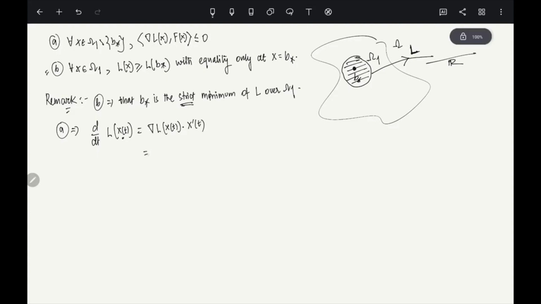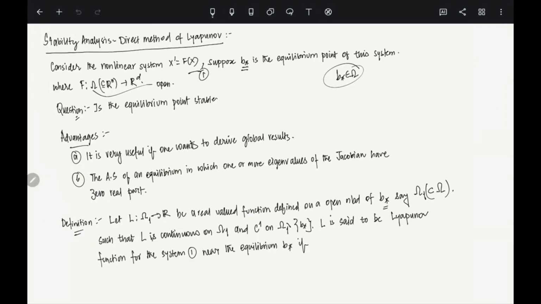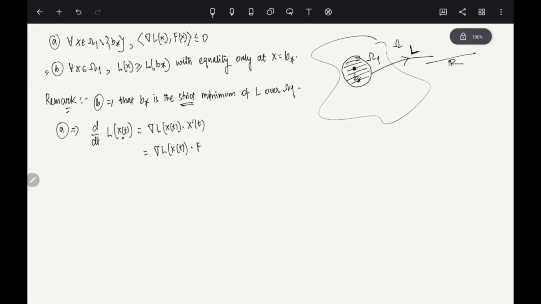Now, what is x prime t? x(t) is a solution of this problem, so x prime equals f of x(t). So this is nothing but what we are writing here: the gradient of L acting at f of x. Now this d/dt of L(x(t)) is essentially this, and we are assuming that this is less than or equal to 0. It means that L is decreasing along this trajectory.